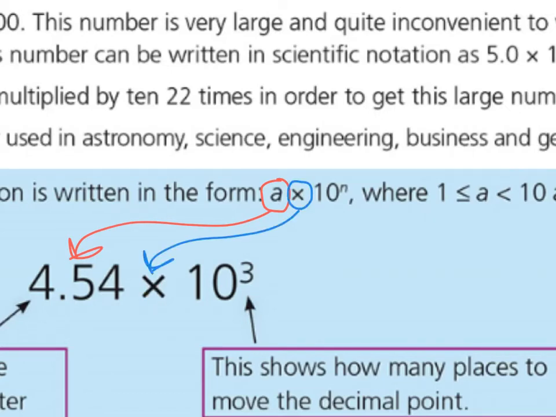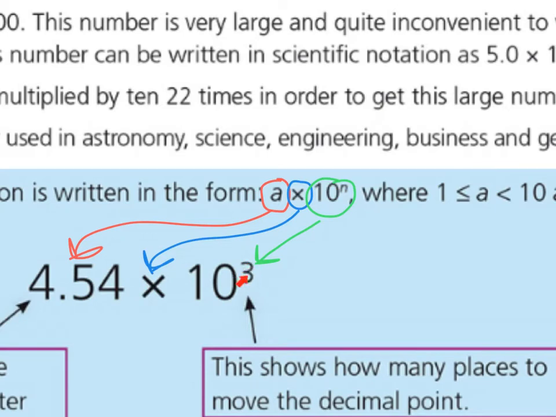So scientific notation always starts with some number that we call a, and then it always has a multiplication symbol next. It's not addition, it's not division, it's not subtraction, it must be a multiplication symbol. And then it always ends with 10 to the power of something. So 10 to the power of n, 10 to the power of 3. That n, for ordinary level junior cert, will always be a positive whole number.